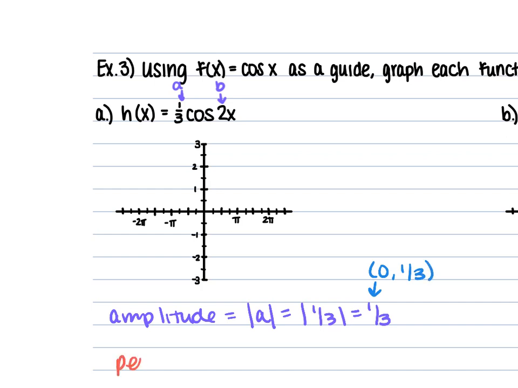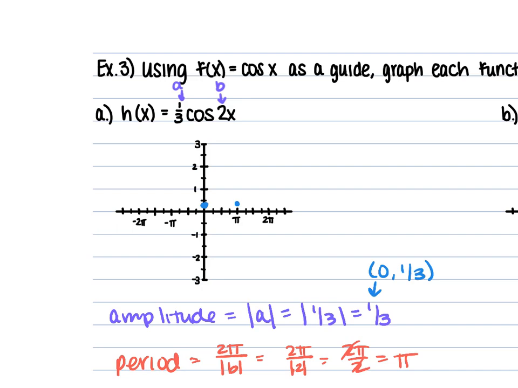Your period, so the length side to side, is 2 pi over the absolute value of b, which is 2 pi over the absolute value of 2. And that's just going to be 2 pi over 2, which is pi. So from here, first point, that 0, 1/3 is about here. From there, we want to do our period point. So that's going to be the period, which is pi, comma, 1/3.